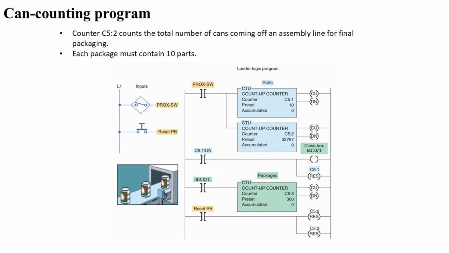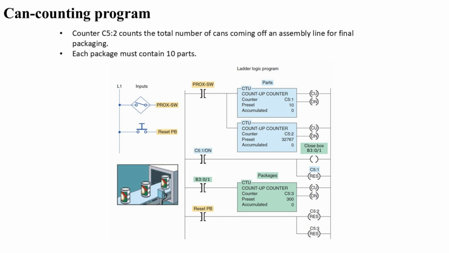Meanwhile, C5:2 continues to count every can for total production tracking. It doesn't reset after each box. It serves as the total can counter for the entire shift or day. Once a box is closed, C5:3 increments by 1 to record a completed package. This counter tracks how many boxes have been filled in total, with a maximum daily count of 300 packages. A reset push button is included to restart both the part and package counters at the start of each day or shift. Pressing this button clears C5:1, C5:2, and C5:3, resetting all accumulated values back to 0.